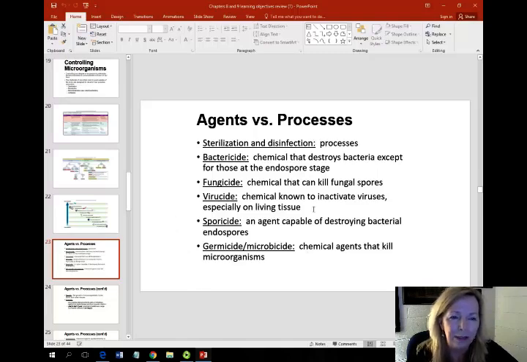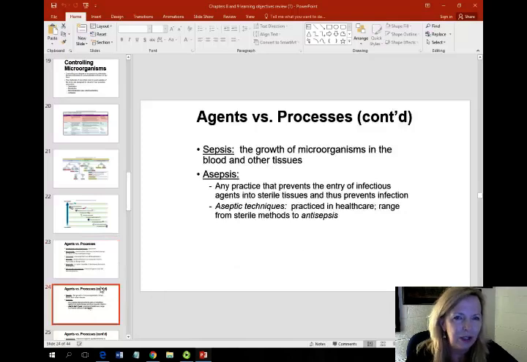But anyway, their names tell you what they do. If it's germicidal or microbicidal, this is going to be something that kills all microorganisms. Again, use common sense in your approach to how to destroy or control microbes. Sepsis is the idea of these organisms growing in the bloodstream or other tissues.